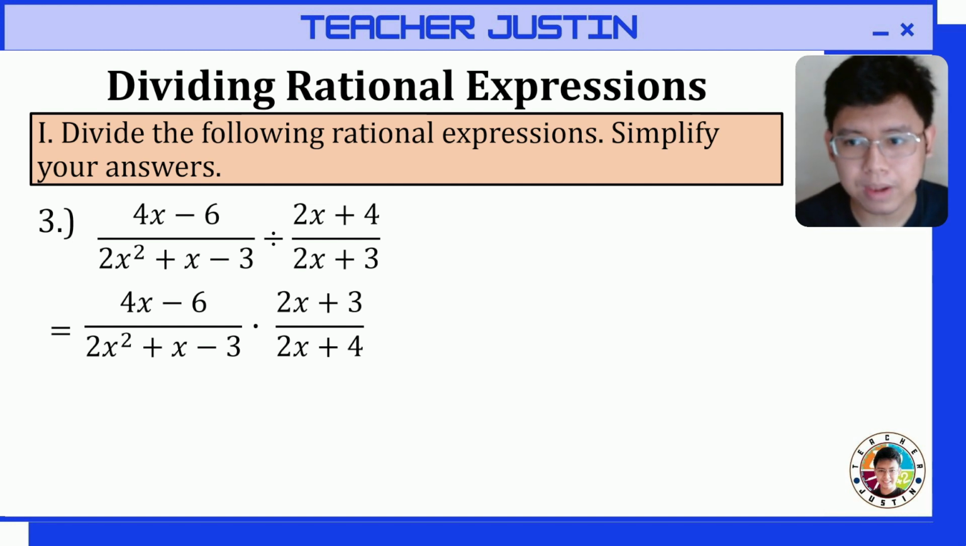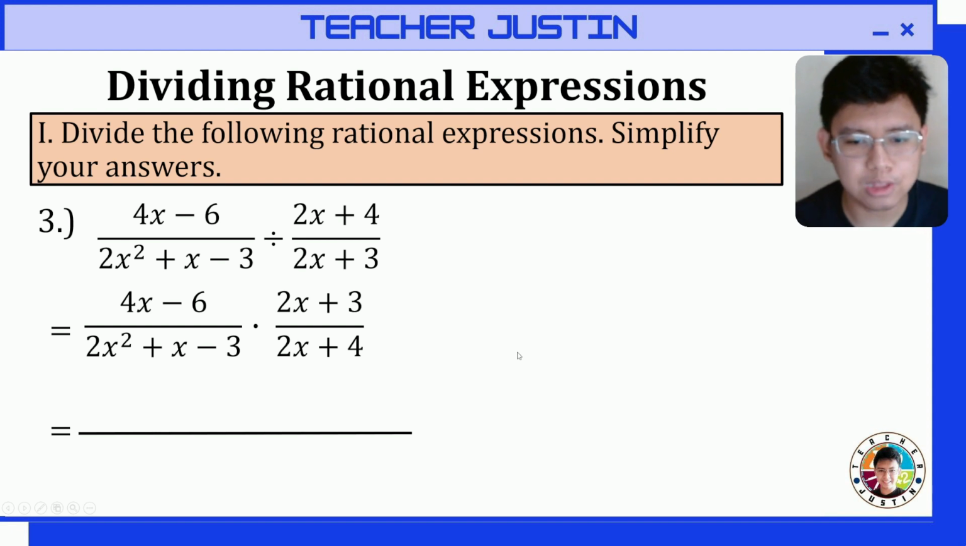Okay. Then, let's apply factoring. So, factor natin si numerator and denominator natin. So, start tayo kay 4x minus 6. Let's factor this using common monomial factoring.